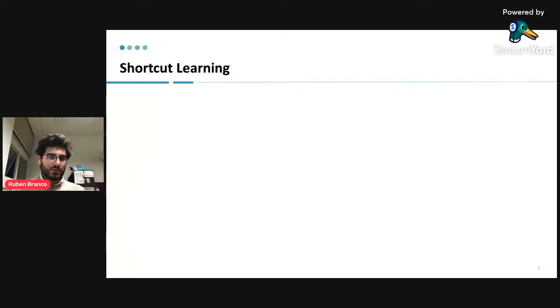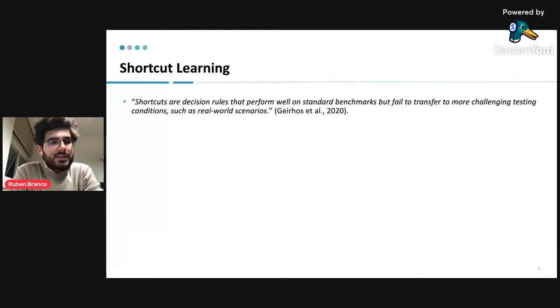But I've been talking about shortcut learning, but I did not explain what it is. And there's this really good quote from the shortcut learning paper, which is by Geirhos et al., which was published in 2020, which says, shortcuts are decision rules that perform well on standard benchmarks, but fail to transfer to more challenging testing conditions, such as real-world scenarios.